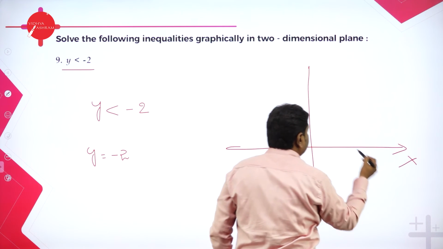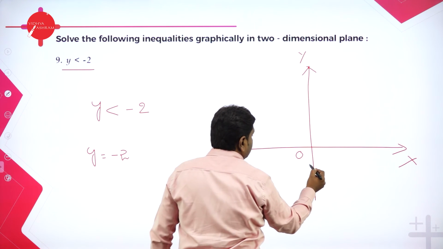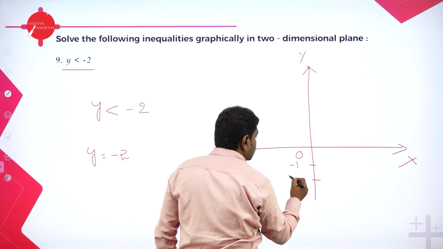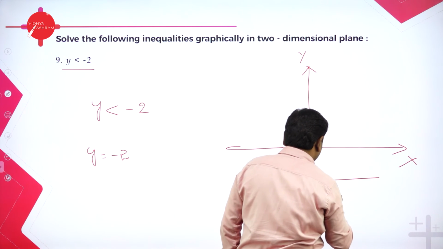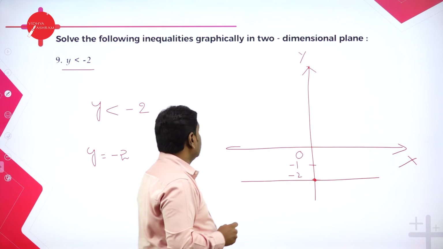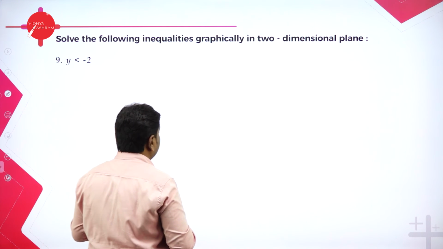So y is equal to -2 we got. This is x-axis, this is y-axis, this is origin, and this is -1, this is -2. Only we have y, we don't have x. So draw a line parallel to x-axis at y equal to -2. This is the line. And they told strictly less than, so when I'm drawing the line, I should not draw it solid.